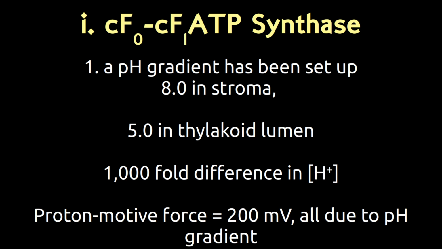It turns out we have here 200 millivolts. This is all due to the pH gradient, or essentially the proton concentration gradient across there. There's not an electrical gradient across this membrane because of other ions that are present on both sides. So all we have is the proton concentration gradient, and we get 200 millivolts of proton motive force across there.